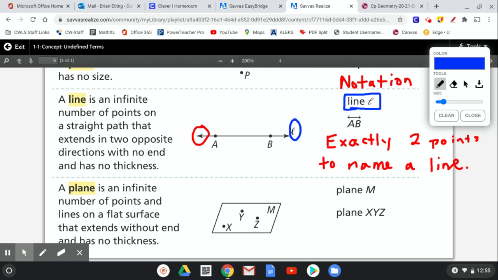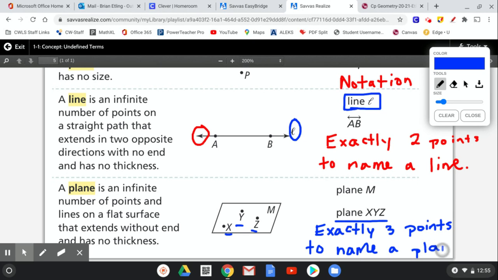So for this one, they give us conveniently 3 points, and they call it plane XYZ. So we have X, Y, and Z, all have a dot next to them, they're points. So we need exactly, and again, please write this down somewhere, exactly 3 points to name a line. Or to name a plane, I'm sorry. Exactly 3 points to name a plane. All right, so we have our 3 points. That's one way to name it.